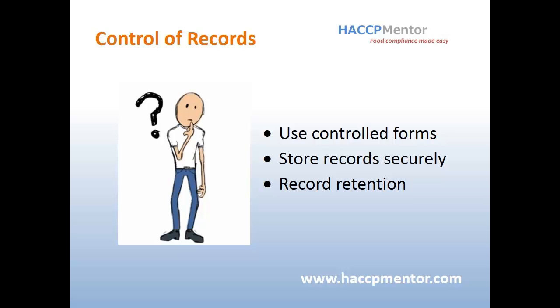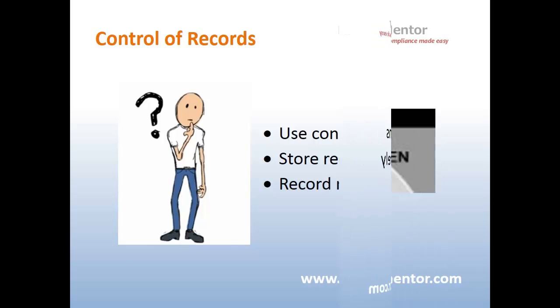You can then state in your document control procedure that the way that you are going to control records is by only using controlled forms, storing any of your records securely, and retaining the record as per your record retention policy. Make sure the form is listed in your document index or your list of forms. You can also say that the date that the form was completed is used as a record control mechanism.